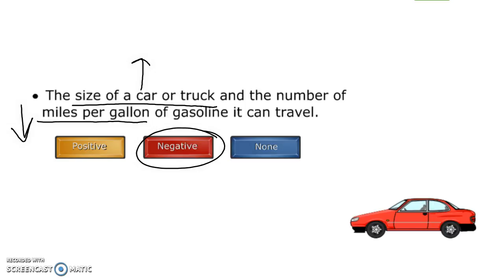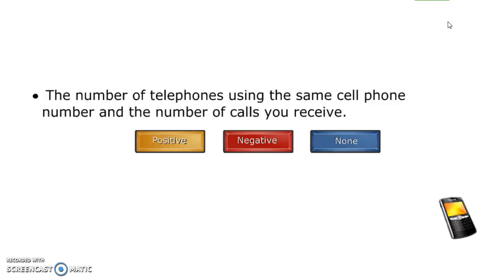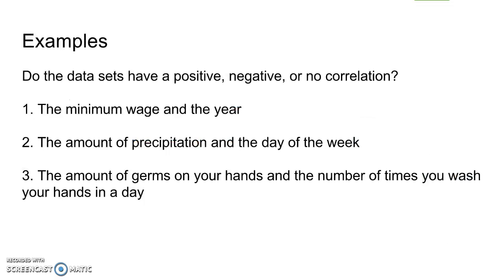We haven't had one of those yet. So when you have one increasing and one decreasing, that would be a negative correlation. All right, I think we get the point of this.